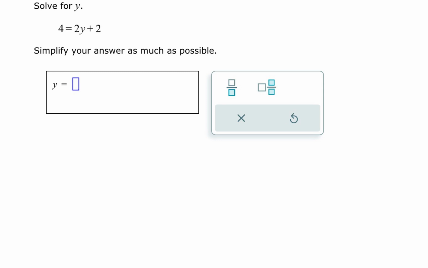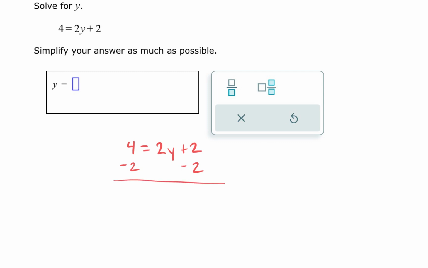So what we're going to do is keep the y on the right side, but start moving everything else over to the left side. The first thing I can do is move the 2 with the plus 2 over to the other side. Let me rewrite this. 4 equals 2y plus 2. I can subtract 2 from the right side and subtract 2 from the left side. Anything I do to one side, I've got to do to the other side to keep the equation balanced.